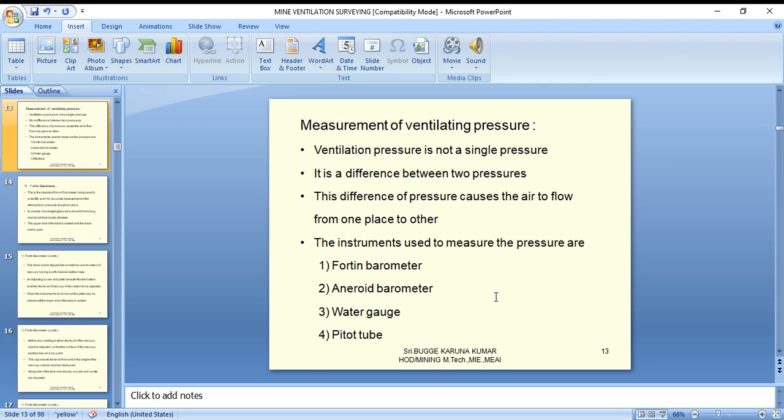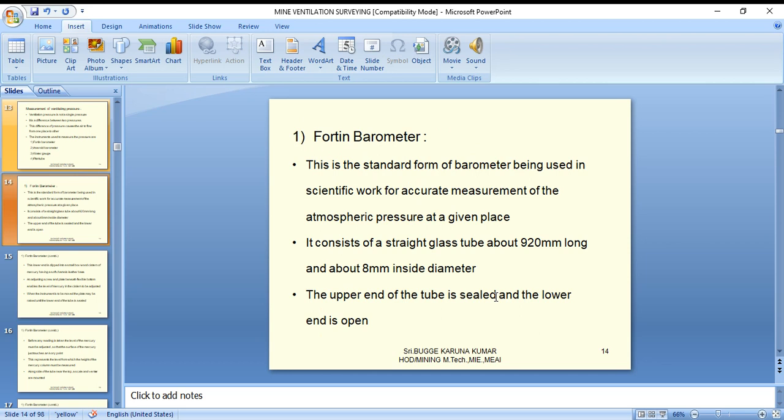Ventilation pressure is not a single pressure. It is a difference between the two pressures. The difference in pressures causes airflow from one place to another. So these are the popularly used instruments. We will discuss them one by one below.